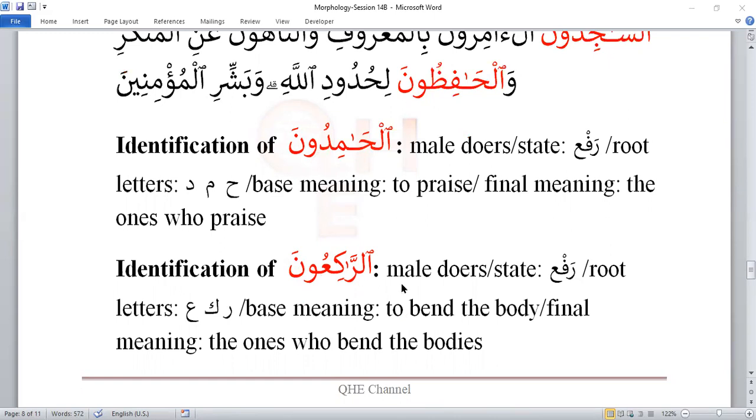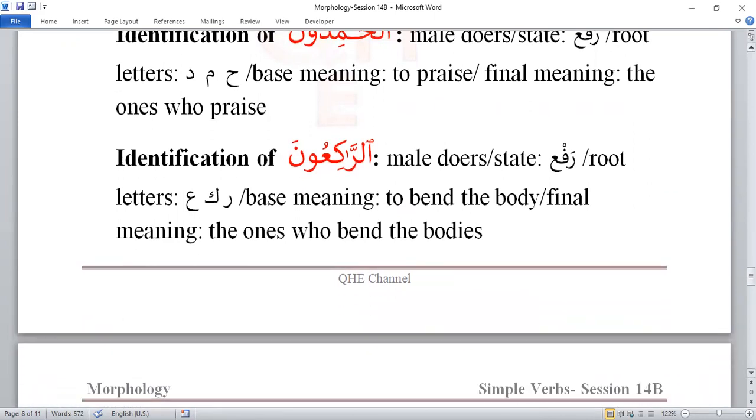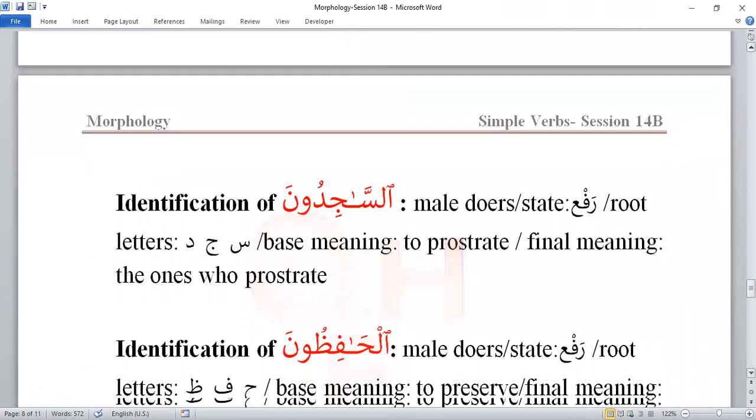Araki'una, again male doers, plural. This is default state. Root letters ra, kaf, ayn, base meaning to bend the body. Final meaning the ones who bend the bodies. This is referring to ruku that we perform during salah. Let's go over the other ones, inshallah.